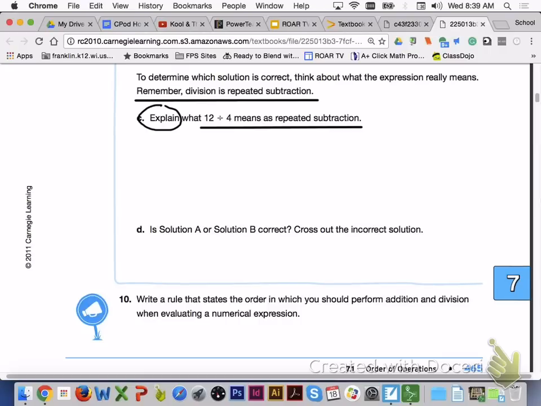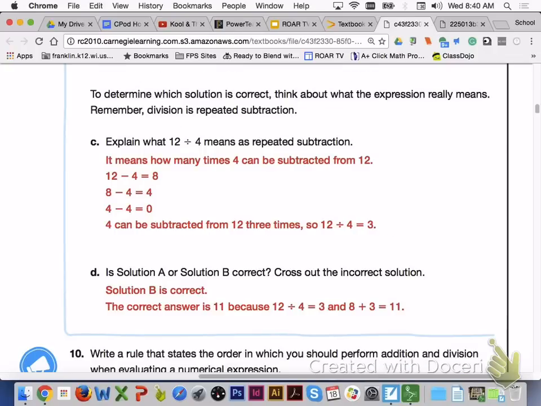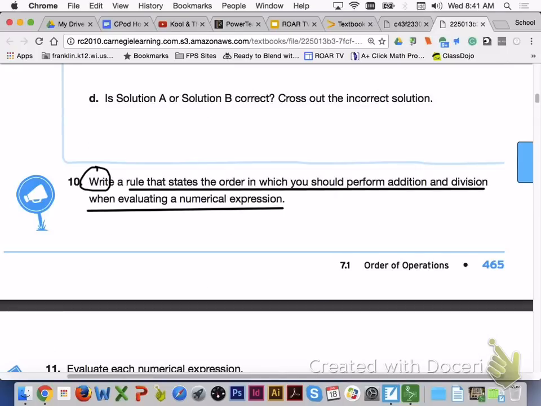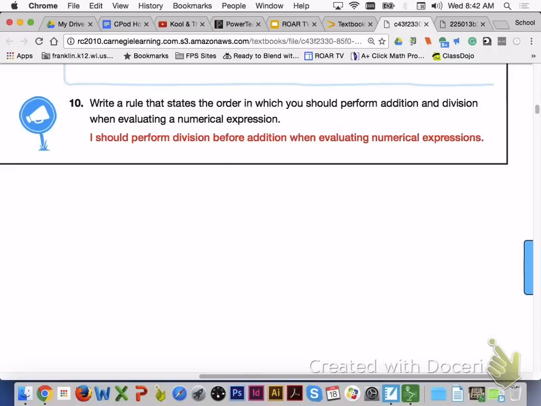Please answer letter C and D with your group members. For letter C, 12 divided by 4 means how many times 4 can be subtracted from 12. Here is what your repeated subtraction should look like. And for letter D, solution B would be correct because the correct answer is 11. Please answer number 10 with your group members. The rule for number 10 is that you should perform division before addition when evaluating numerical expressions.